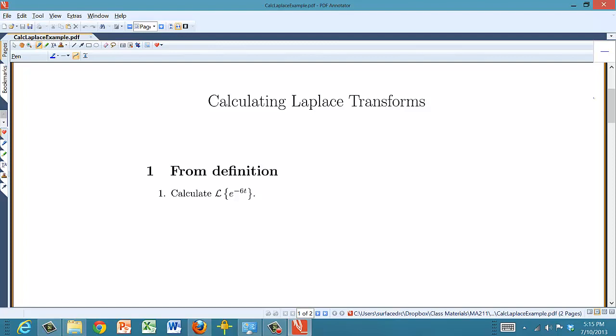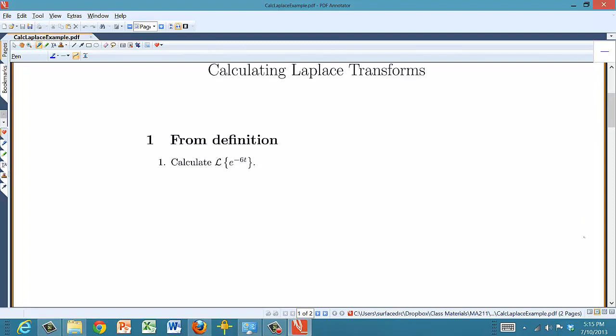So, this one says, from the definition of Laplace transform, calculate the Laplace transform of e to the negative 6t. Remember that what you should get is a new function whose independent variable is s. So, by definition, the Laplace transform of e to the negative 6t is the integral from 0 to infinity of e to the negative 6t times e to the negative st dt.